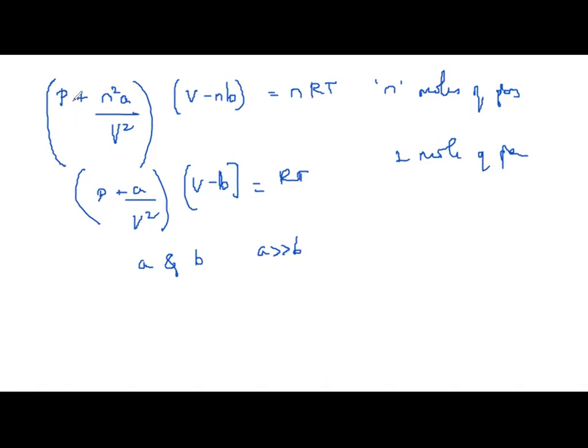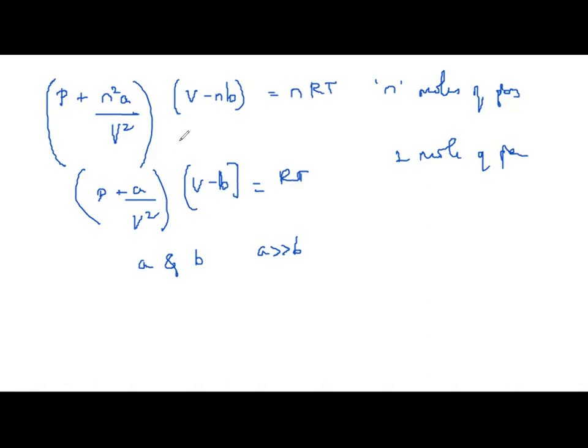And he gave this equation: (P plus n squared a by V squared) into (V minus nb) is equal to nRT. So this equation was given by van der Waals. This is nothing but a slight correction in our ideal gas equation. Correct? So this was the equation given.